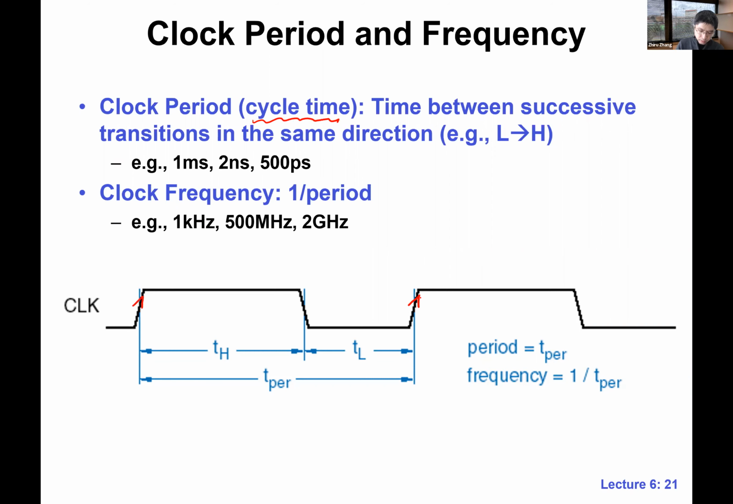So we have two rising edges here. This is a rising edge, and the next rising edge is over here. Between these two edges, we have the cycle time or clock period. Basically, this span is the clock period, because this is a periodic signal. That's why we define the period.